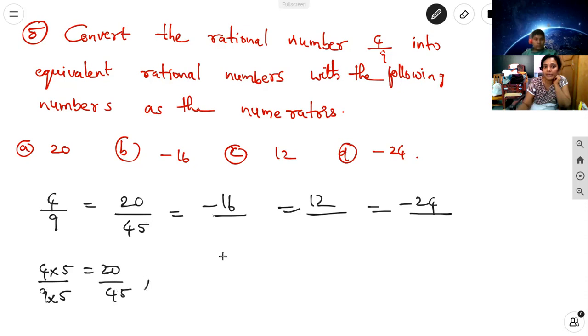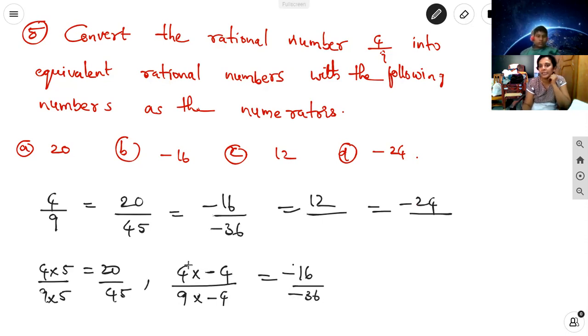In the same way, for 16: 4 into 4 is positive, positive into negative is negative. So 4 times minus 4 is minus 16. The denominator 9 is also multiplied with minus 4. 9 fours are 36, with the negative sign, so it is minus 36.